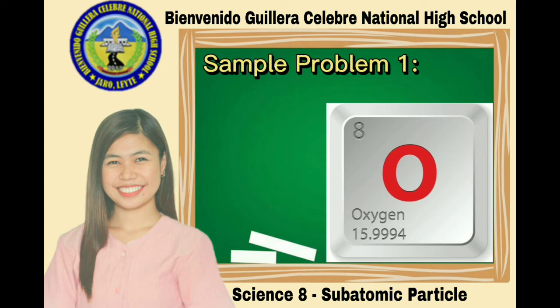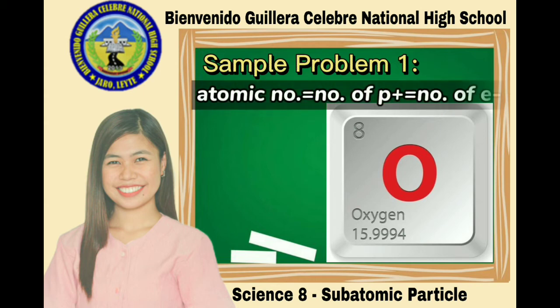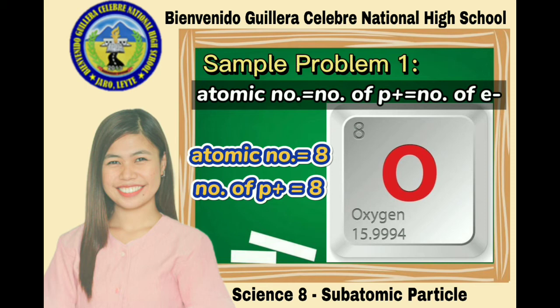If we still remember the first formula, atomic number is equal to the number of protons, and it is also equivalent to the number of electrons. Therefore, if we have an atomic number of 8, the number of protons is also 8, and the number of electrons is 8 as well.